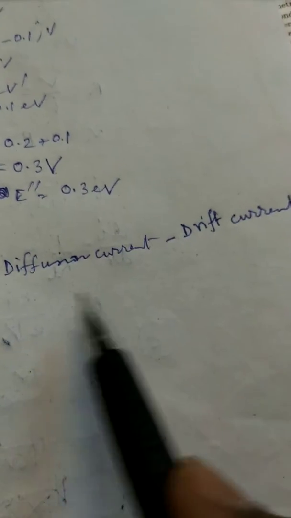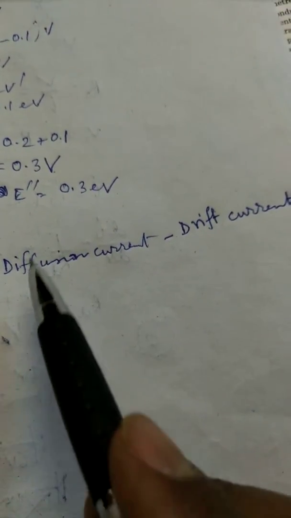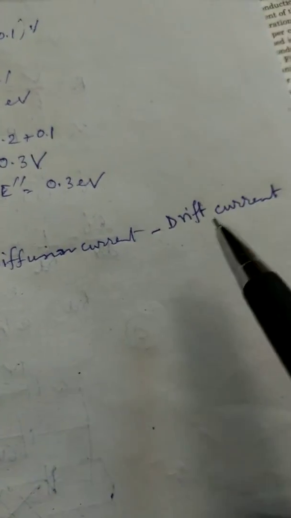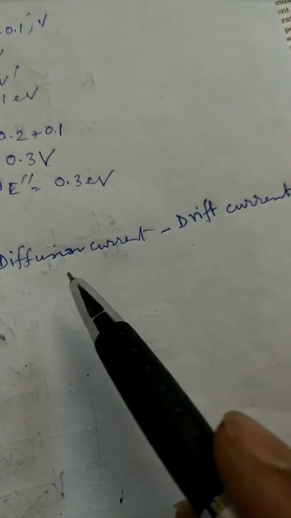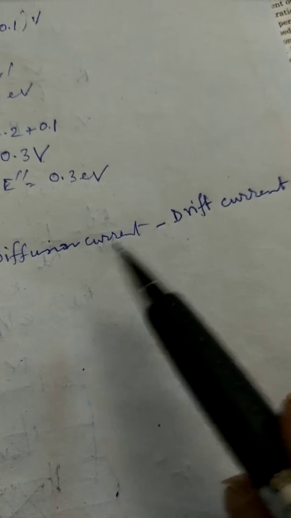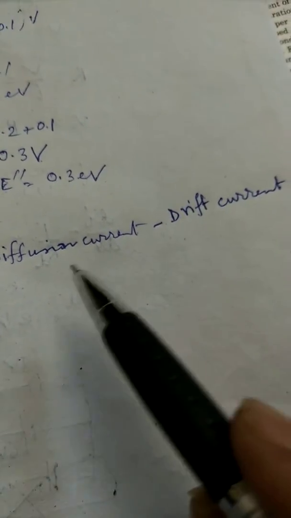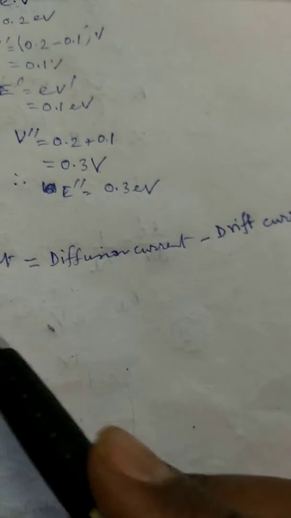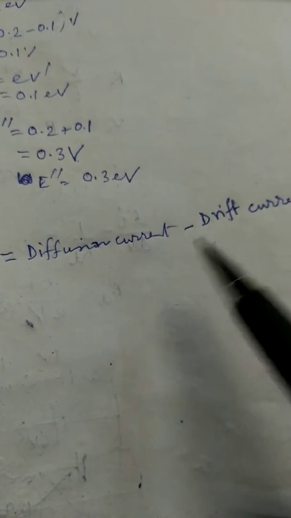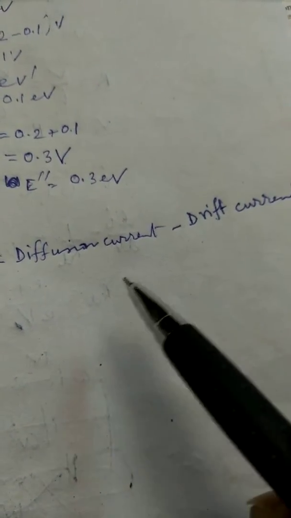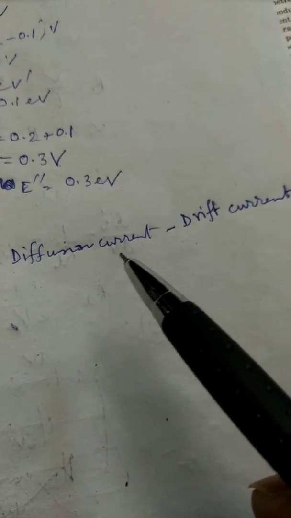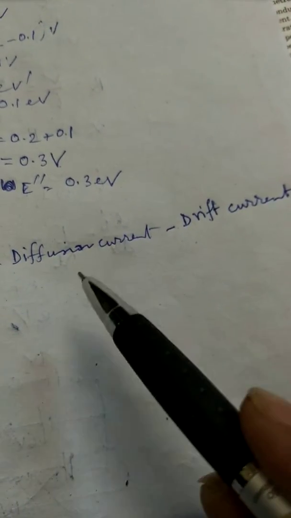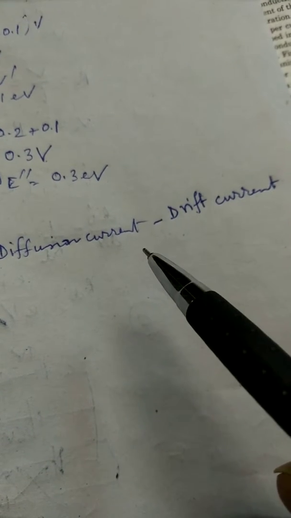Diffusion current is actually contributed by majority carriers, and the drift current is contributed by minority carriers. So majority carrier current and minority carrier current are opposing each other. That's why the total current actually becomes diffusion current minus drift current. What I told, the majority current, that is the diffusion current, and the minority current, that is the drift current, are opposing each other. Effectively it is the case.